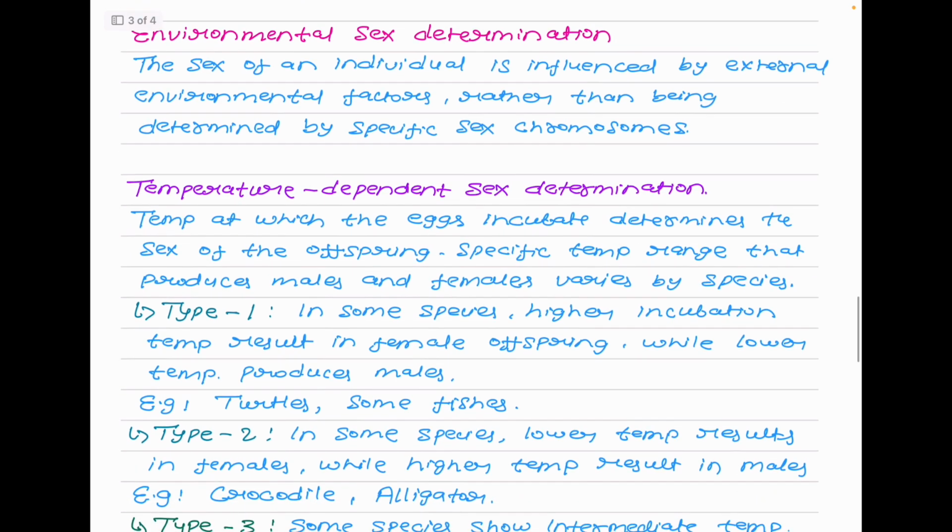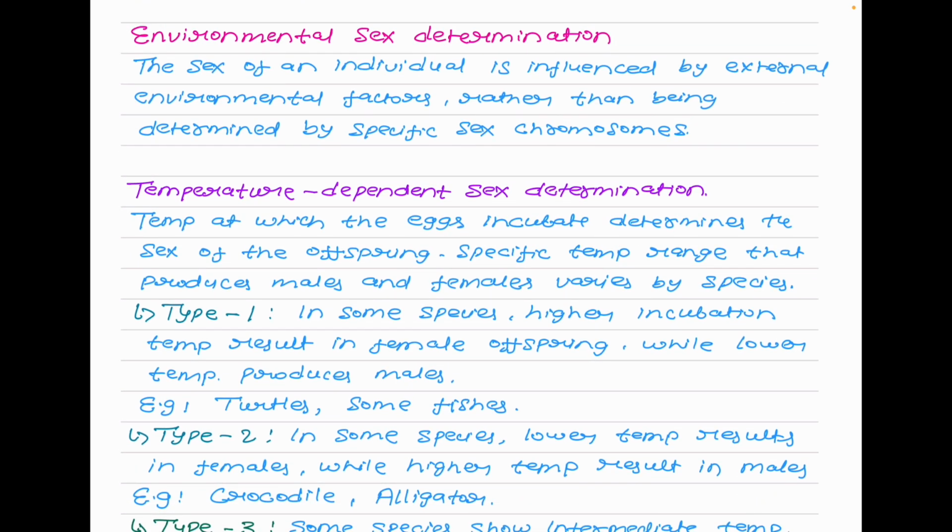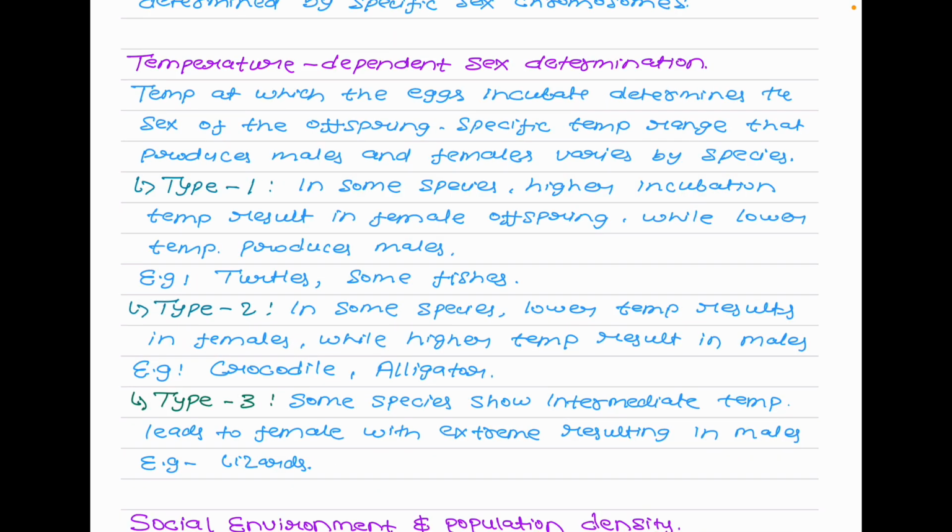Next we have environmental sex determination. In this mechanism, an organism's environment determines its sex. Unlike genetic sex determination, there are no fixed genetic instructions for the sex development. Temperature dependent sex determination: the temperature at which the egg incubates determines the sex of the offspring. The specific temperature range that produces males and females varies by species.